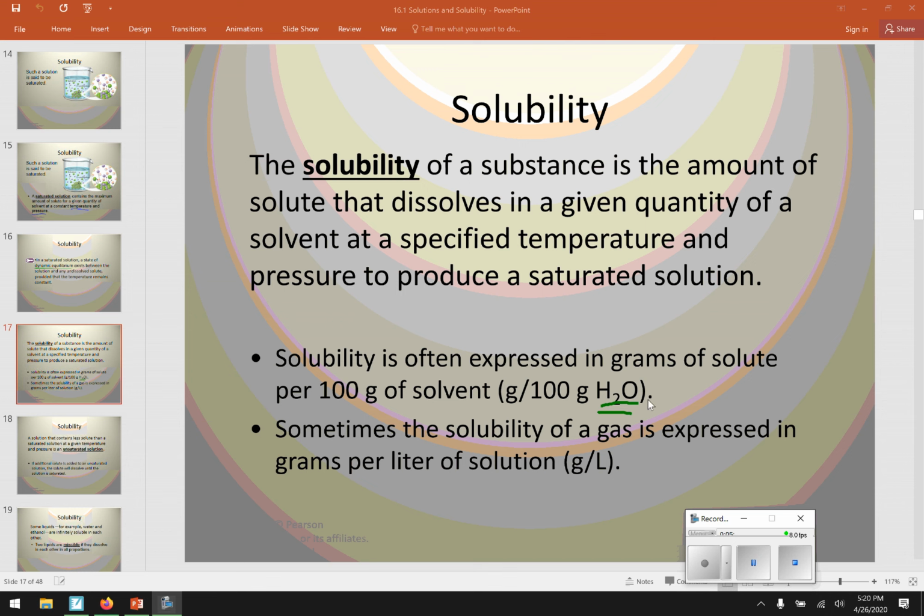Very, very soluble. You can also dissolve gases in water. Again, carbonation is an example of that. For gases in water, it's grams per liter instead of grams per 100 grams, just because gases dissolve in a much smaller amount, so it makes sense to have that unit. And that's called the solubility. It measures how much of a substance you can put into a solvent before it's saturated.